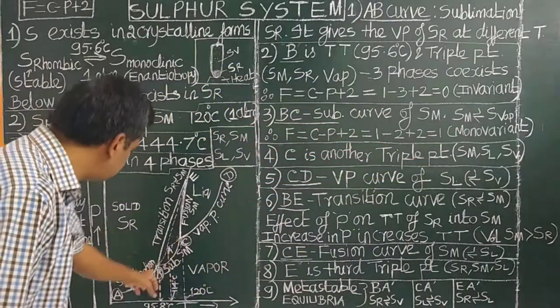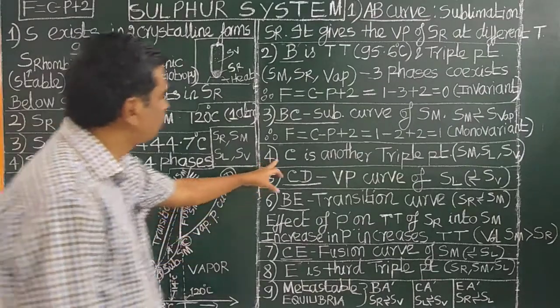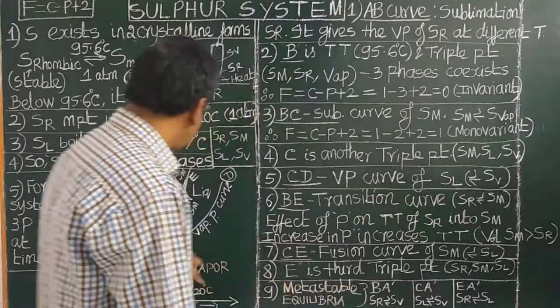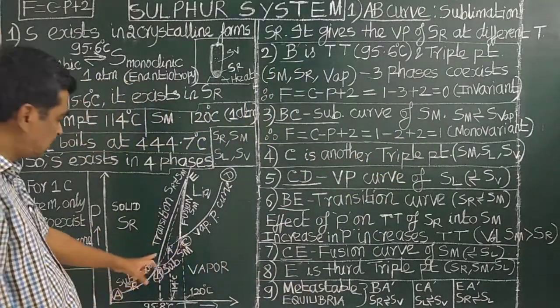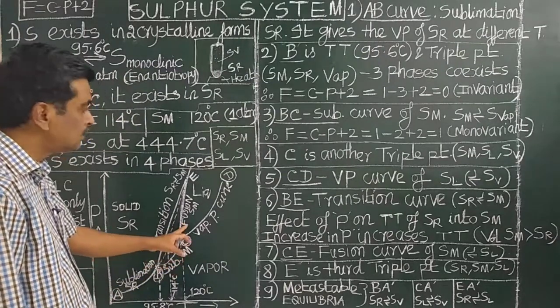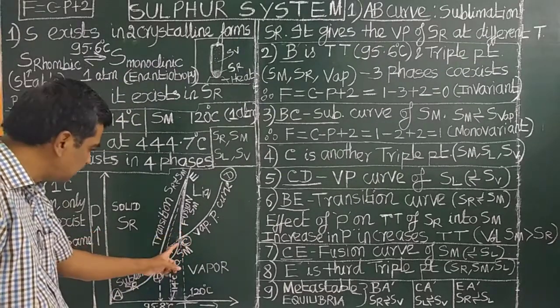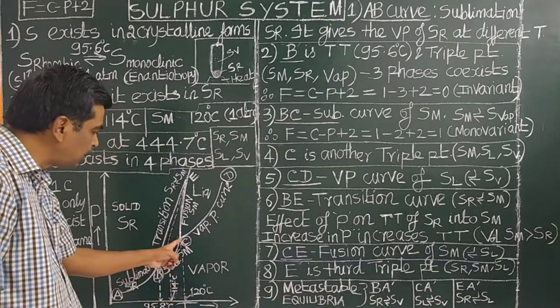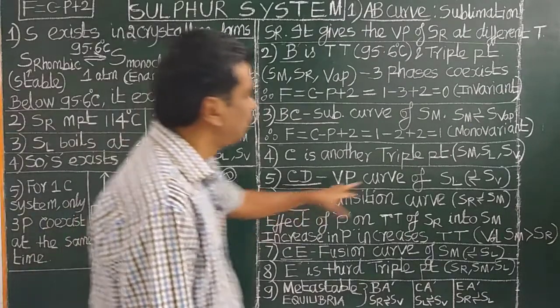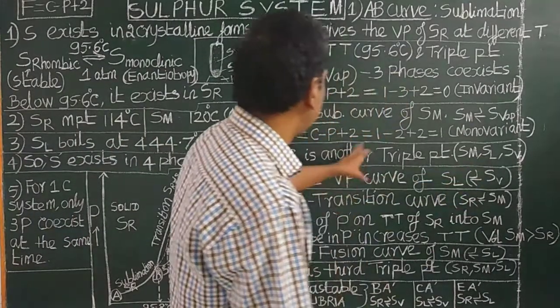Next is point C. Point C is another triple point. At this point, sulfur monoclinic, sulfur liquid, this is the melting point. Therefore, sulfur liquid will be there, and sulfur vapor also will be there. So F equals 0.